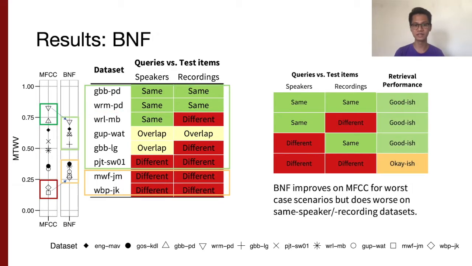Moving on to bottleneck features, we can see that the retrieval performance on the hardest datasets improves a little bit, going from about 15% to 30%, but you do lose a bit of performance in the same speakers and same recordings datasets.